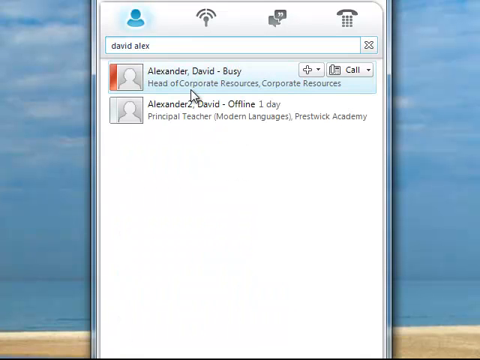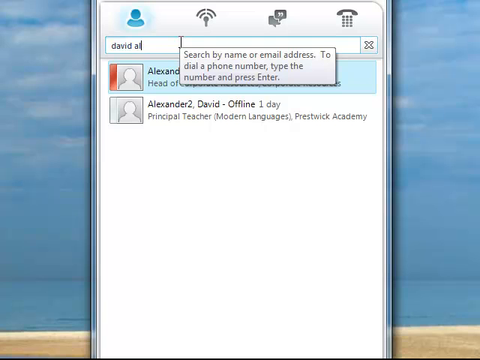See if David Alexander's available. He is, but he's busy, so we'll maybe leave him. And as you can see, it's picked up another David Alexander there, but we're able to distinguish who's who because of the information that's held in the Active Directory.